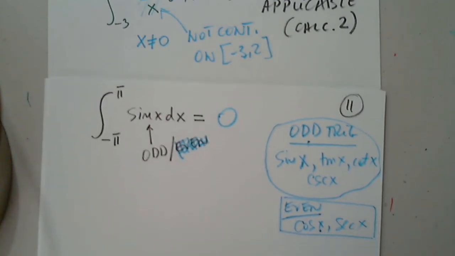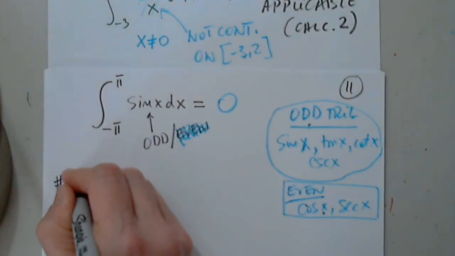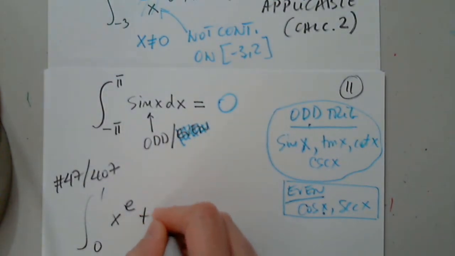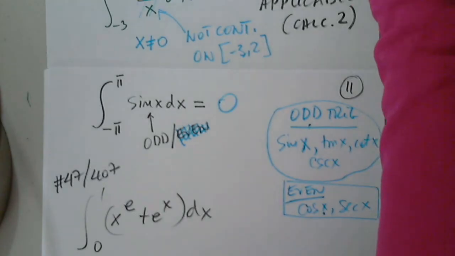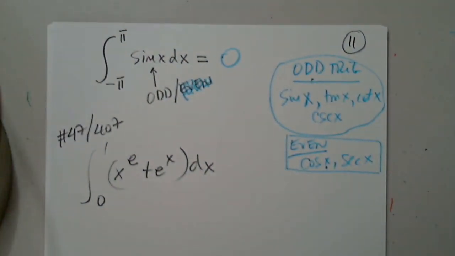Okay, so let's look at the integral from 0 to 1, and this is number 47 on page 407. It says x to e plus e to x, dx. They're asking us to find the definite integral from 0 to 1 of x to e plus e to x.